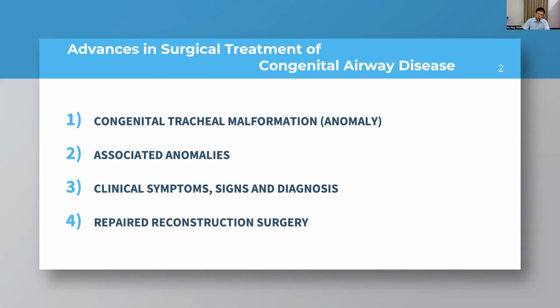My presentation will have four parts. The first one is what is congenital tracheal malformation or anomaly. The second is what is associated anomaly. Number three, clinical symptoms, signs, and how to diagnose the disease. Number four, how to repair, reconstruction, surgery.